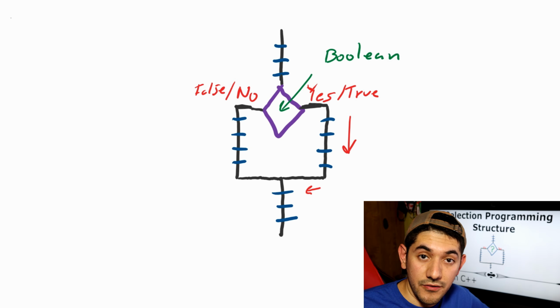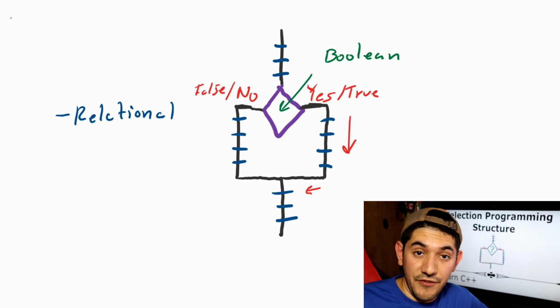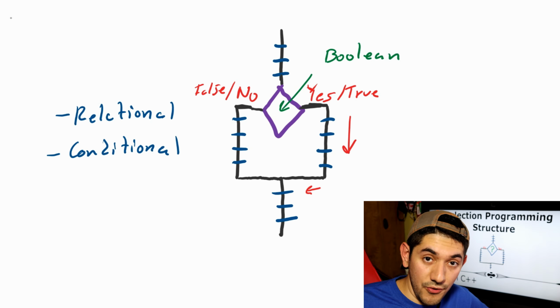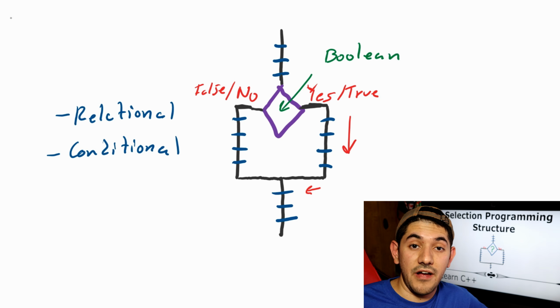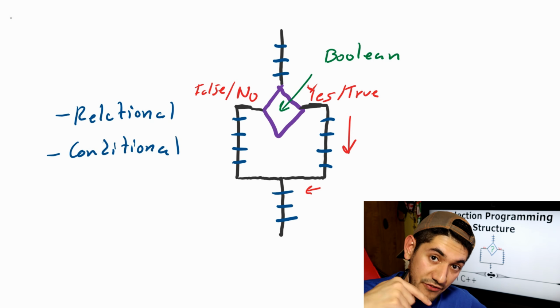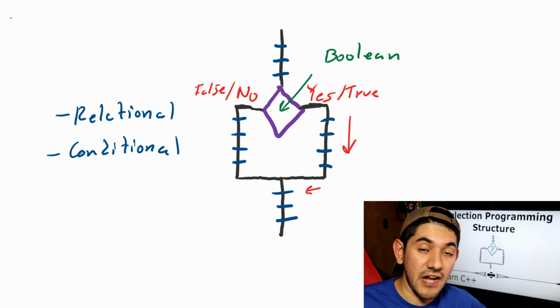In the next two videos, we're actually going to be talking about relational operators, and in the video after that, we're going to be talking about conditional operators. And these two operators are used in particular with Boolean values. And once we figure these two out, we will know what goes inside our purple diamond. And then once we figure that out, in the video that follows, we're going to learn how to write code that mimics this programming structure. How do we code this purple diamond in our code?